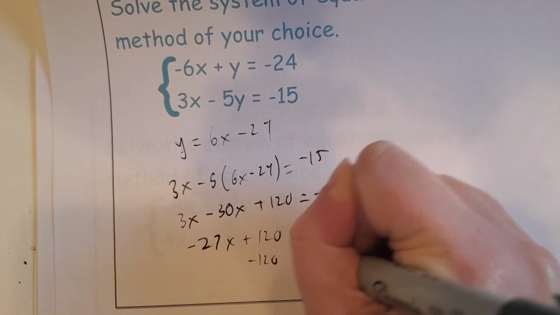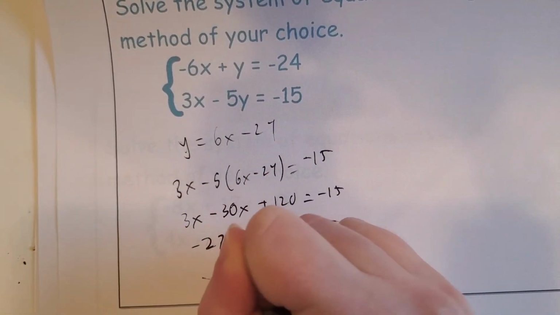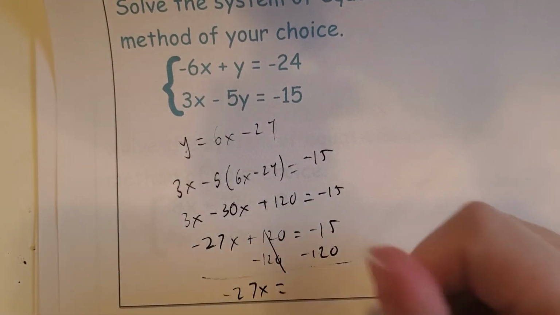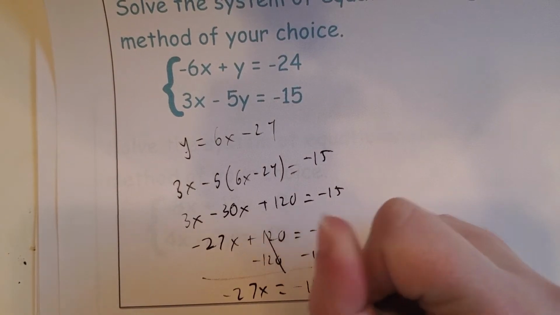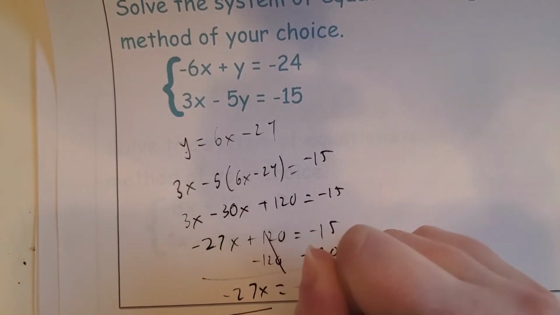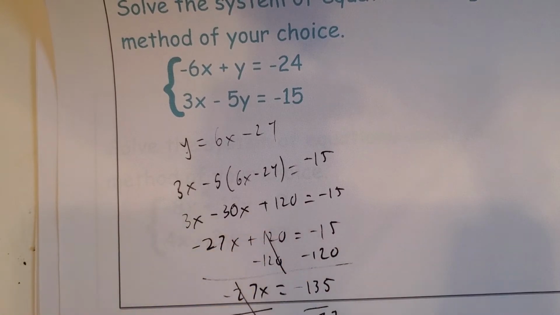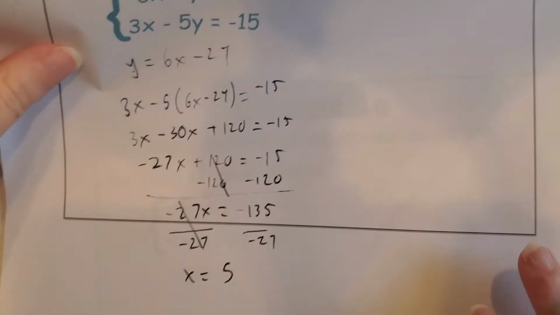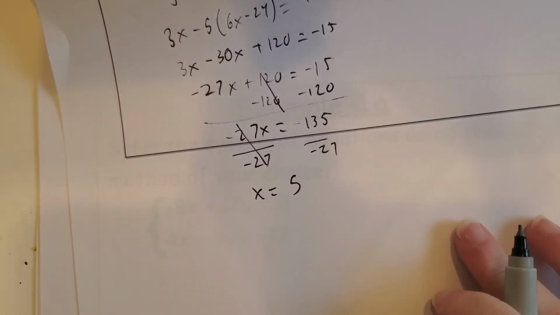Subtract 120 from both sides. So negative 27x is equal to negative 135. Divide both sides by negative 27. x is equal to 5. Wow. Okay. There we go. x is equal to 5.